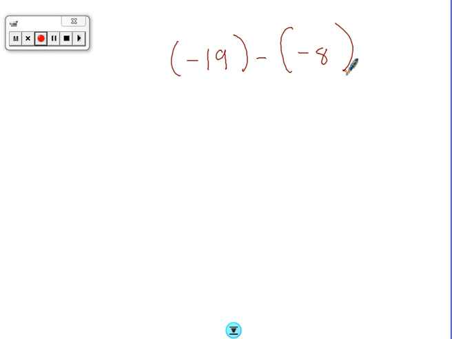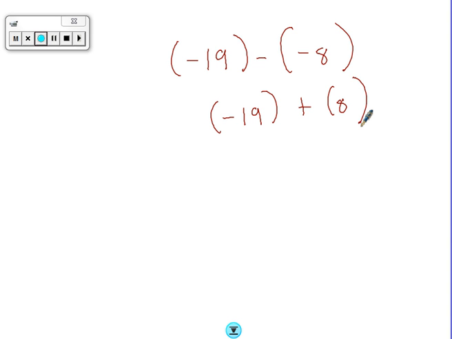All right, so what do I have happening here? Please tell me. What do I have happening here? Negative 19 plus 8. Okay, yes, because I have negative 19 and I have two negatives next to each other, which is going to, like you just said, make a positive. So negative 19 plus 8.